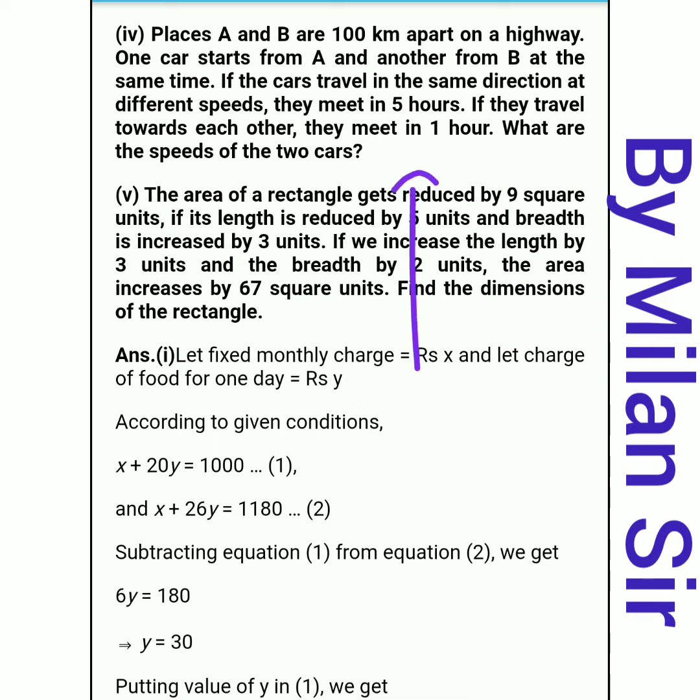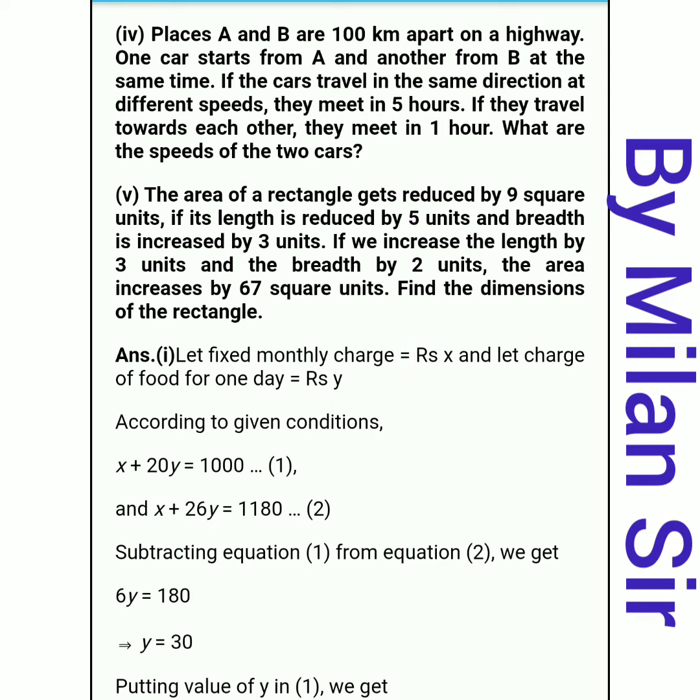First of all, just read this question. Places A and B are 100 km apart on a highway. One car starts from A, another from B at the same time. If the cars travel in the same direction at different speeds, they meet in 5 hours. If they travel towards each other, they meet in 1 hour. What are the speeds of the two cars?